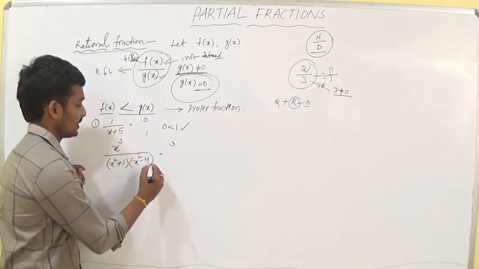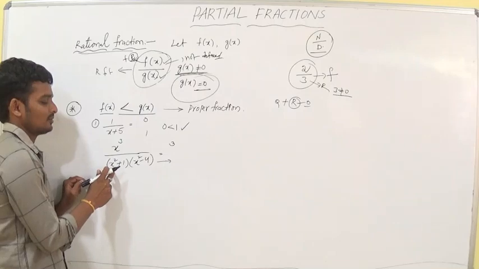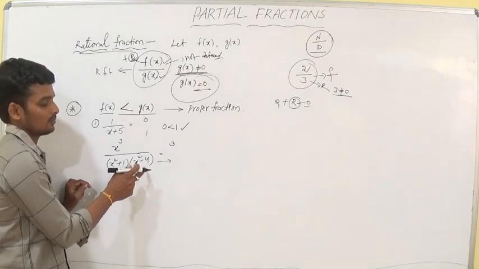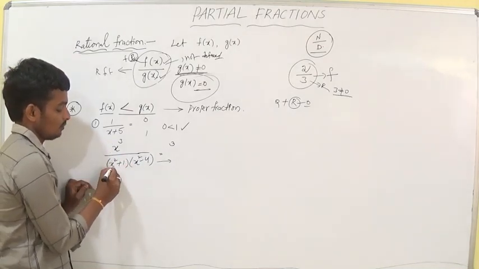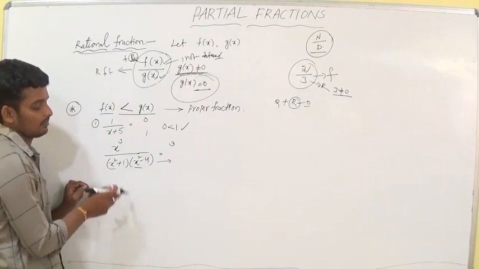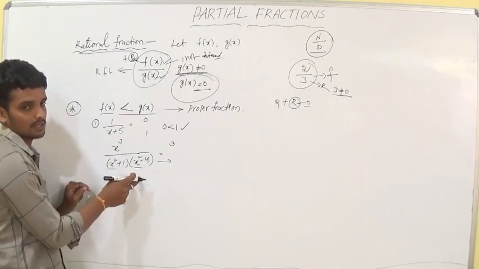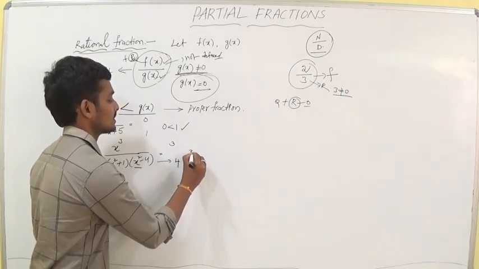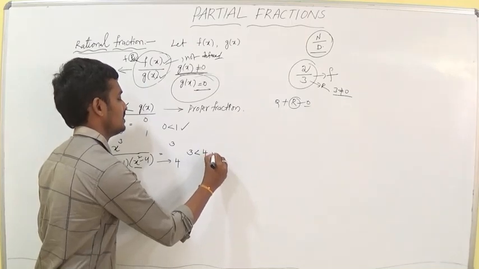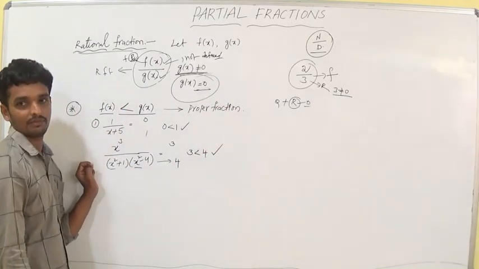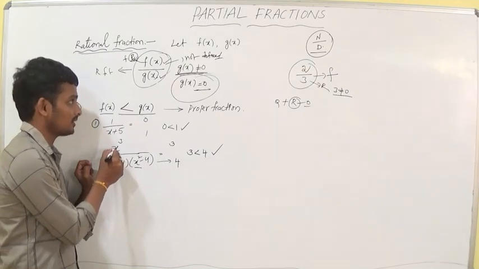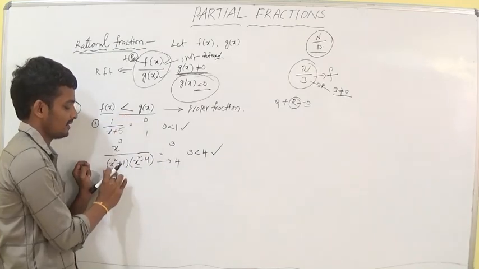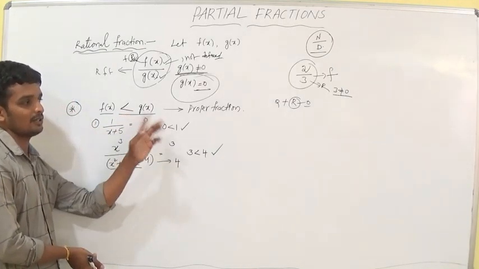Now the denominator. What is the degree of the denominator? There is no need to multiply out every term; we just have to know the highest power of x. That means we multiply x square and x square, which is x to the power of 4. So the degree of the denominator is 4. 3 is less than 4, so it is a proper fraction. The degree of the numerator f of x is less than the degree of the denominator g of x, then the fraction is called a proper fraction.